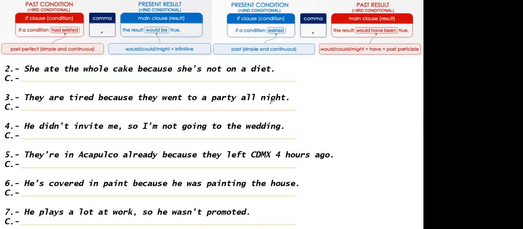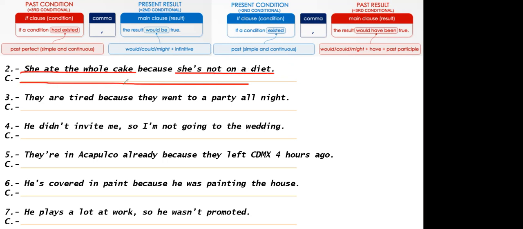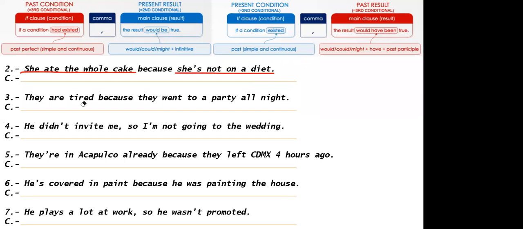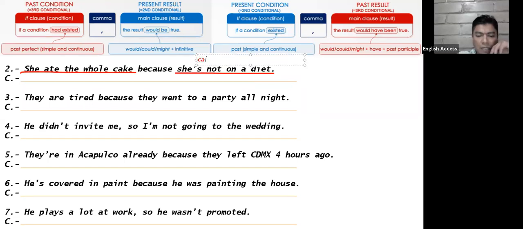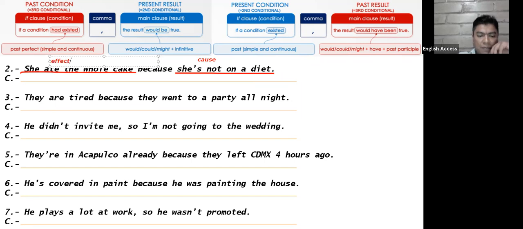Now, all we've got to do is build our sentence. So what is the cause? What is the effect? We have two sentences. She ate the whole cake. And the other sentence: she's not on a diet. So what is our cause and what is our effect? The cause is she's not on a diet. Yes, that would be the cause, and she ate the whole cake is the effect.